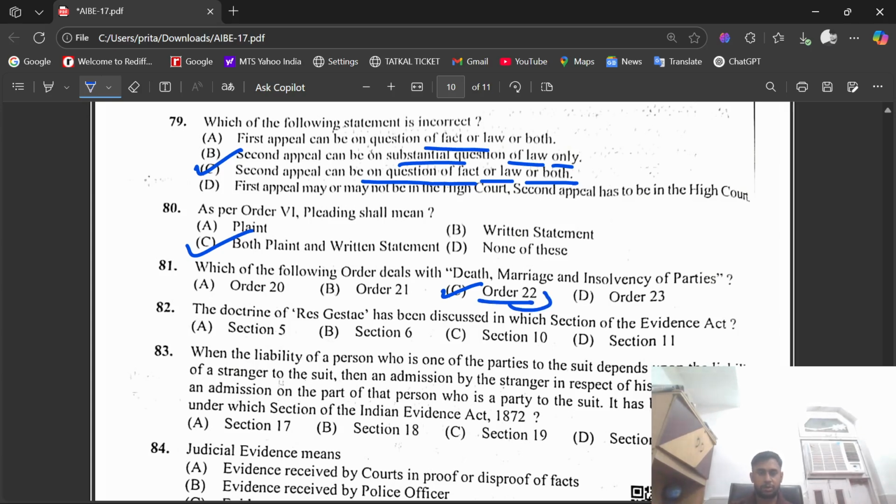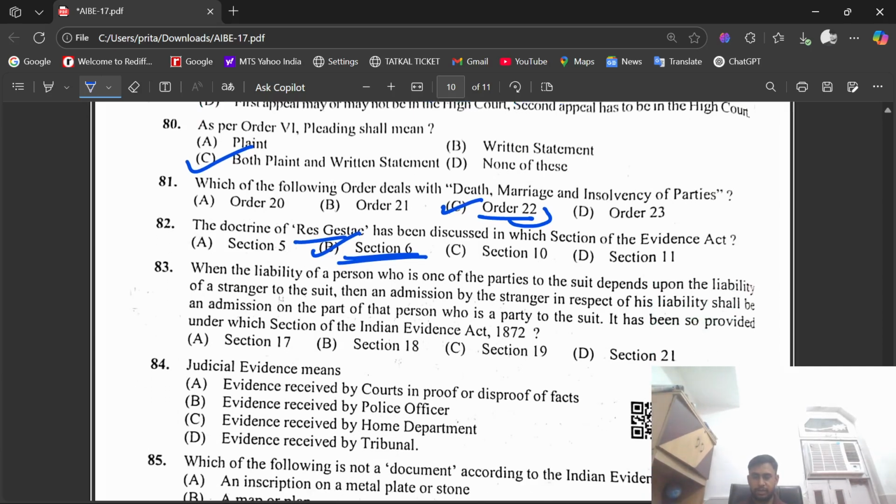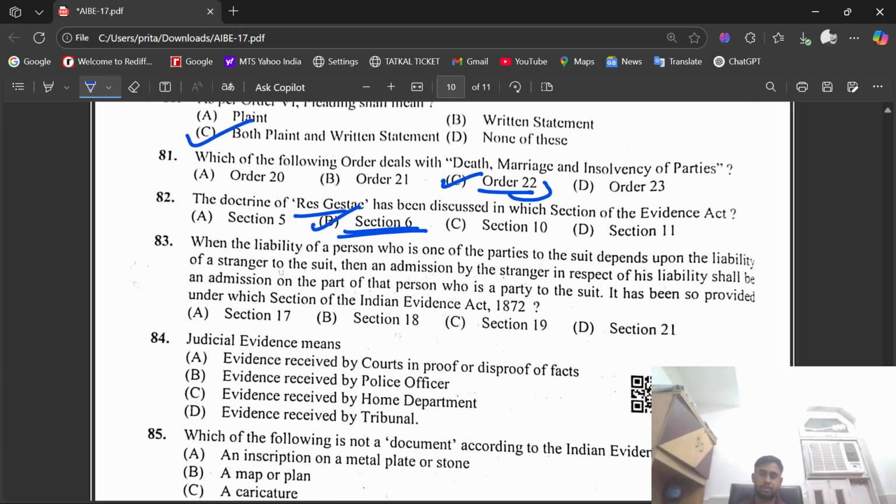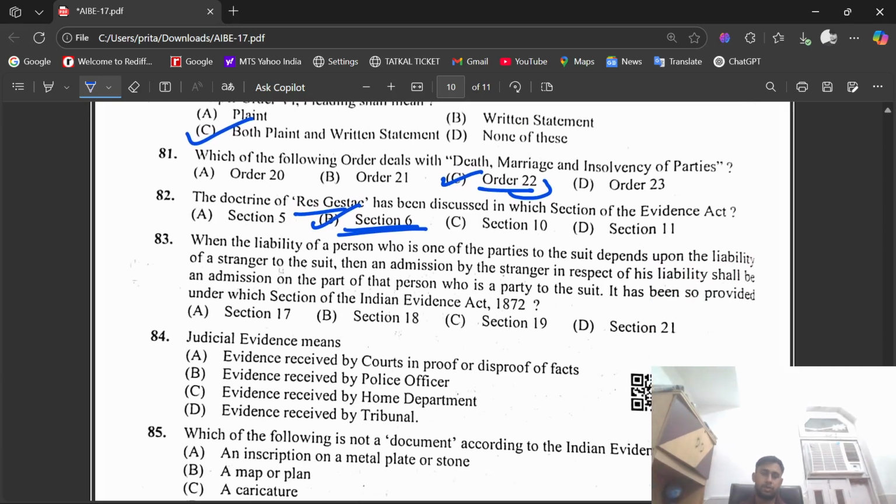Question number 82. The doctrine of res gestae has been discussed in which section of the Evidence Act? The right option is option B, section 6. Res gestae has been discussed in section 6 of the Indian Evidence Act. Now it is known as Bharatiya Sakshya Adhiniyam 2023.